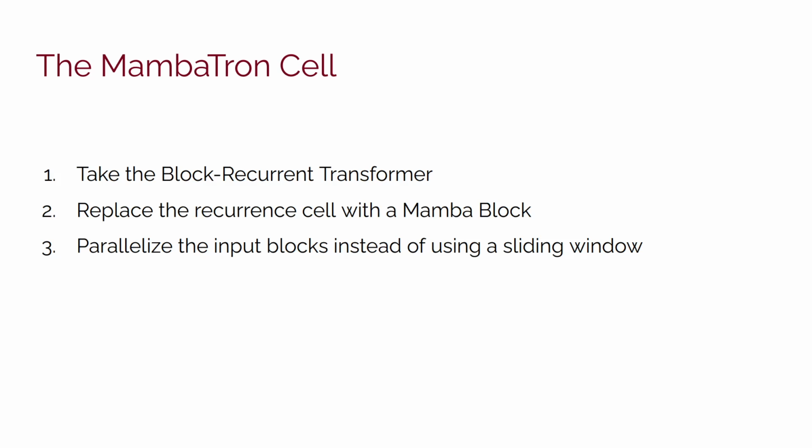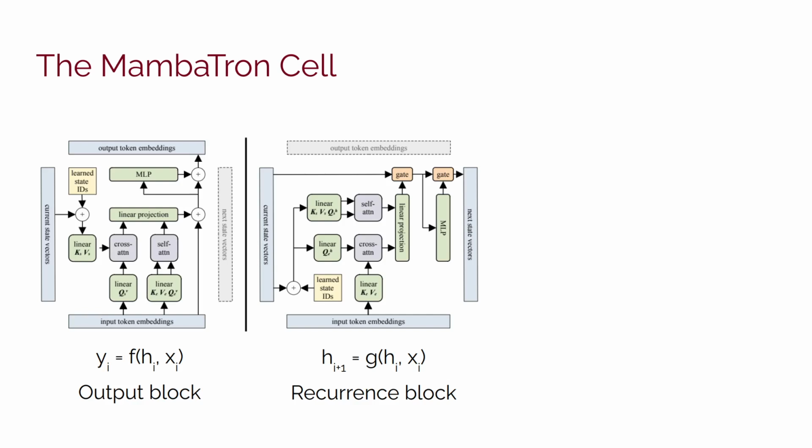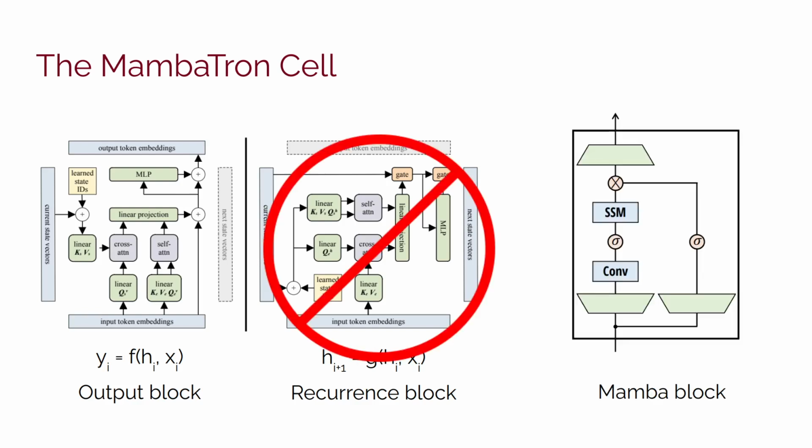I'll explain this soon. So this is the block recurrent transformer. It's got an output block and a recurrence block. Replace the recurrence block with a Mamba block. So this is how a Mamba block looks like. It basically contains some linear layers, a convolutional layer, a SILU or swish activation layer, and there's something called an SSM, which stands for state space model, there's a multiplication operation, and there's another linear layer.